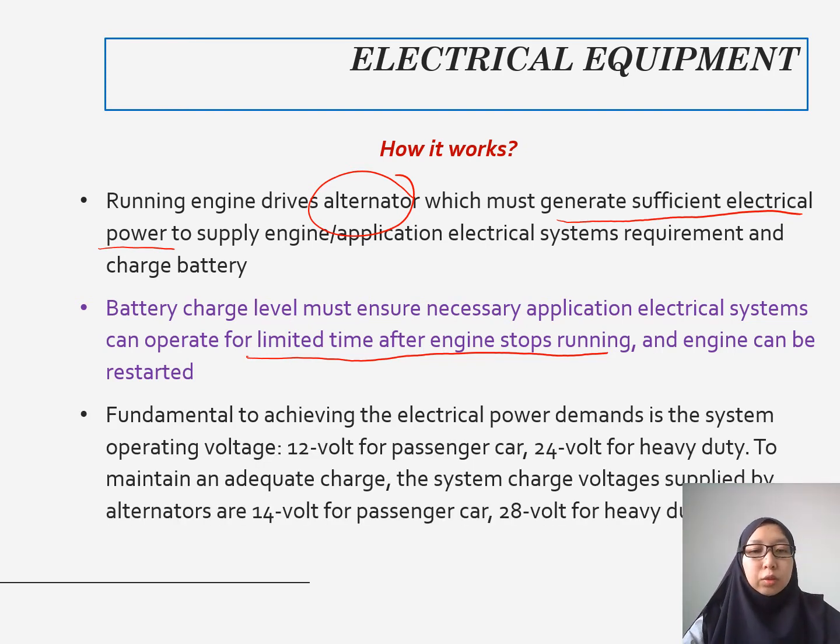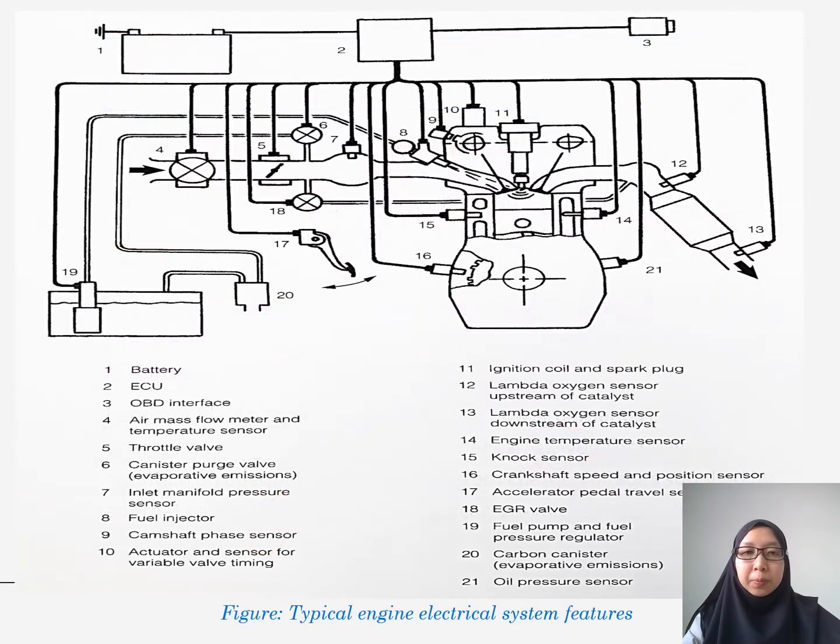So fundamental to achieving this power demand is to maintain an adequate charge. The system charge voltage supplied by the alternator is always higher than the requirement in the battery. We have 12 volt for the passenger car and also 24 volt for the heavy duty vehicle. So this is a typical engine electrical system.